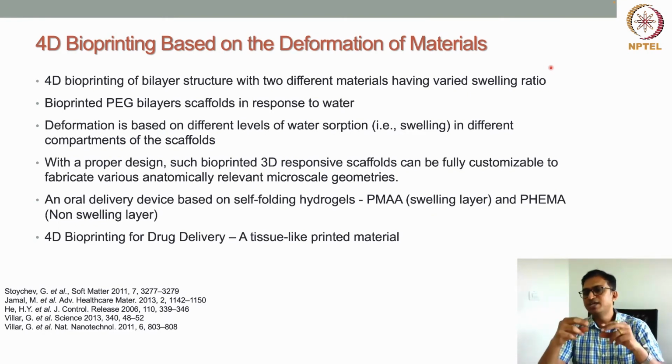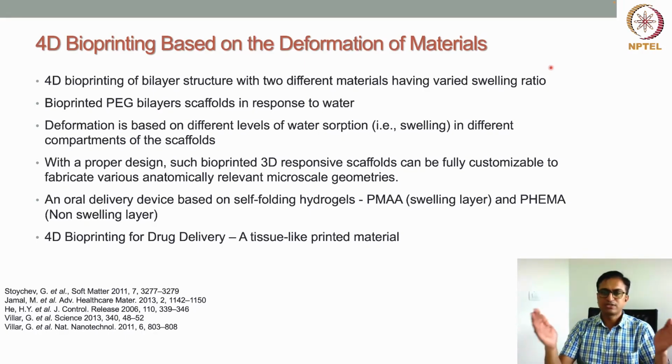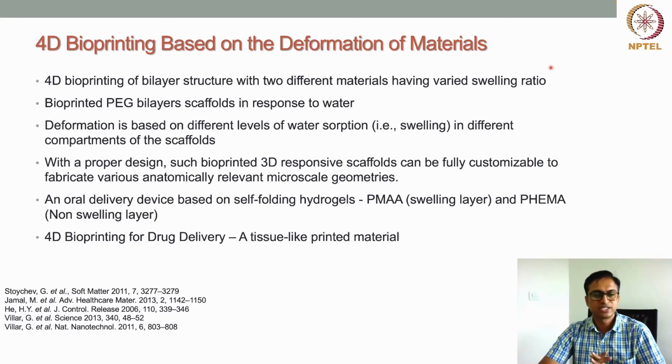If there is a similar swelling ratio in the material, then there will be expansion, only the size of the structure will increase. But if there is a difference in swelling ratio, then the structure will bend. Due to this bending, there is a shape change, and that shape change can be modeled, designed and programmed, so that it can be a 4D bioprinting project.